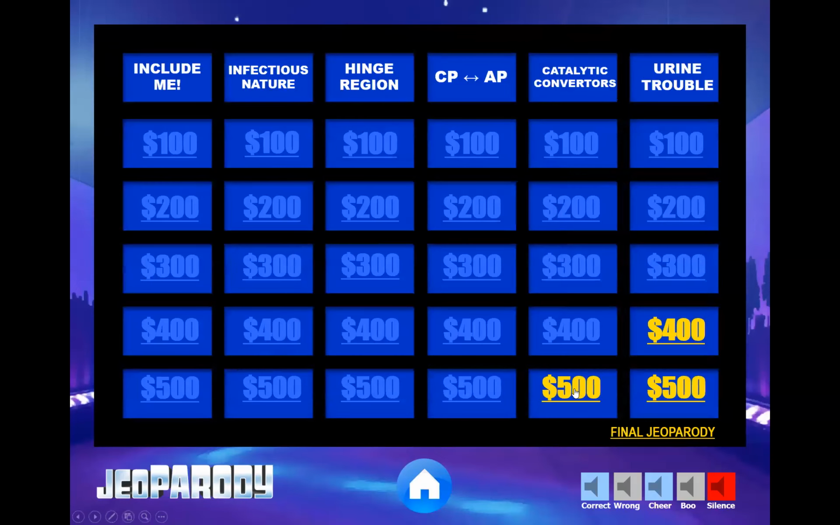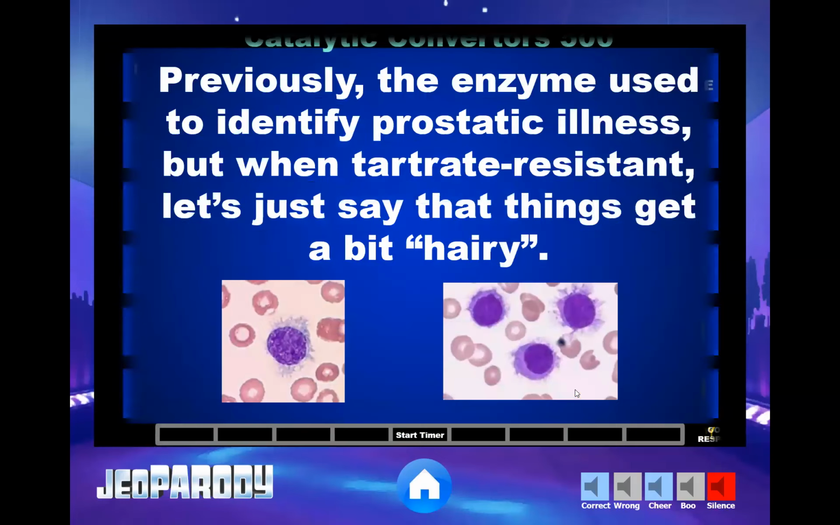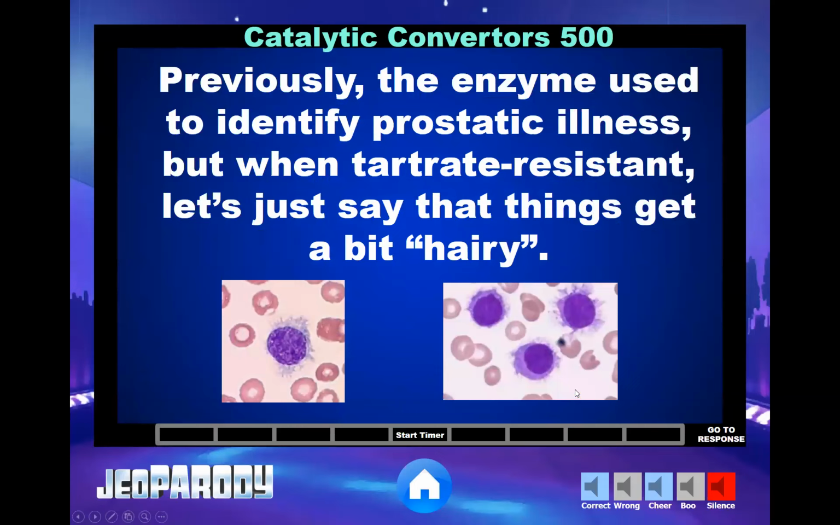Catalytic converters for 500. This answer is previously the enzyme used to identify prostatic illness, so largely replaced with PSA. But previously, this was used to identify prostatic illness. But when tartrate resistant, let's just say that things get a bit hairy.